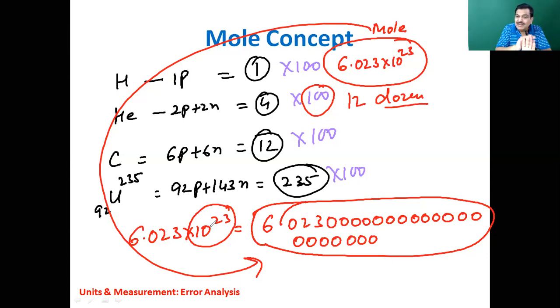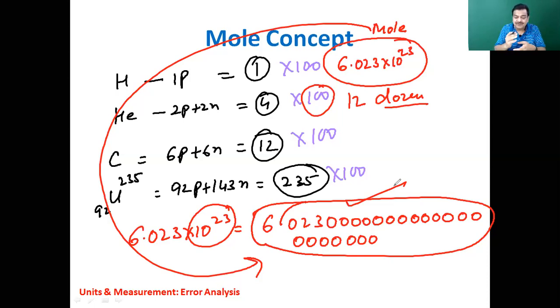So 1 mole is an Avogadro number. It has nothing to do with the unit or anything. It is simply 100, 12, 144. जैसे हम लिखते हैं ना 1 dozen means 12, 1 gross means 144. In the same way, if I say 1 mole, it means this much number of particles. Okay, so it is a simple number which you are counting.